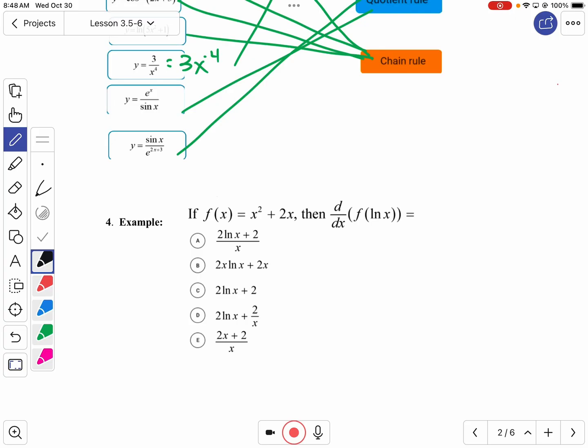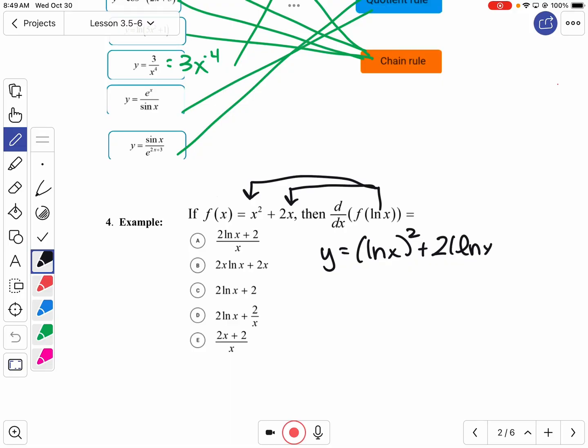So we want to take the derivative of f of the ln of x. What I'm going to do is actually complete that composition, which says everywhere that I have an x in f, what am I going to put in? ln of x. So my actual function is, I'm just going to rewrite it as y equals ln of x quantity squared, plus 2 ln of x. And now we want to take a derivative.